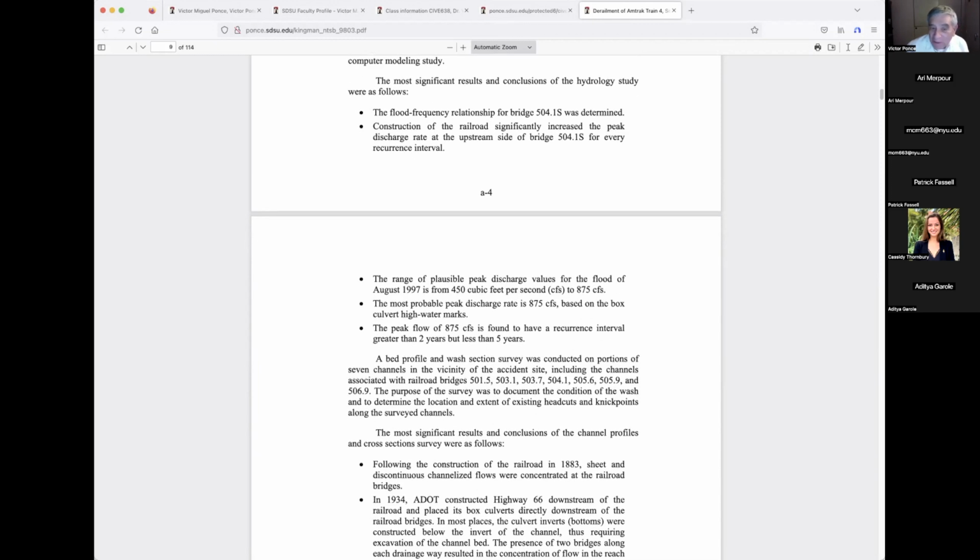The peak flow of 875 is found to have a recurrence interval greater than 2 years, but less than 5 years. So it's not a huge flood, and yet the thing failed. And it kind of sat on it, okay? Maybe it was also the failure of the wall that kind of settled the whole thing a few centimeters or inches. And then when the railroad went through at night, it was like at 10 or 11 o'clock at night, it's dark anyway.